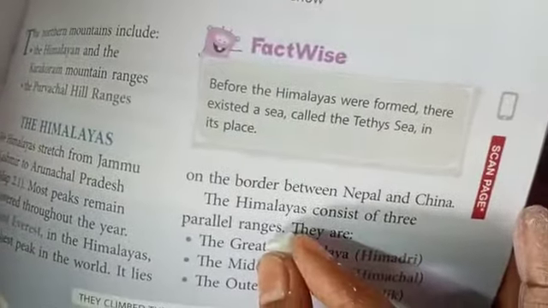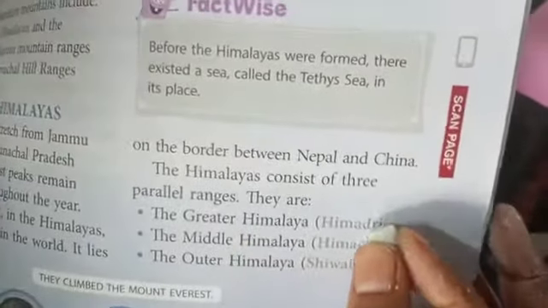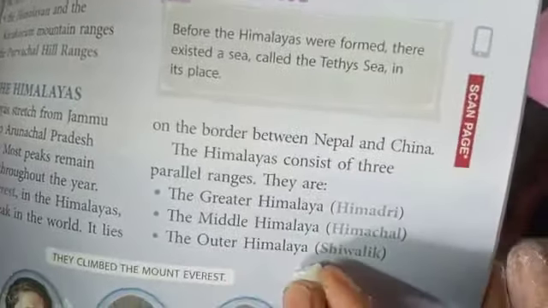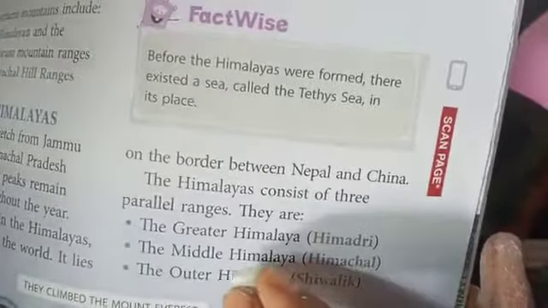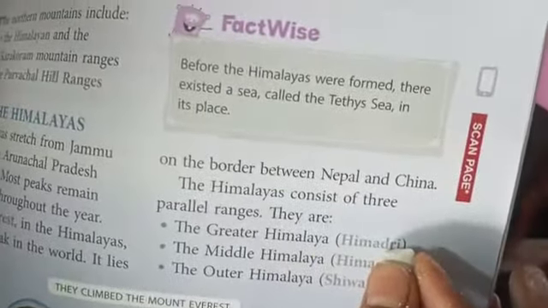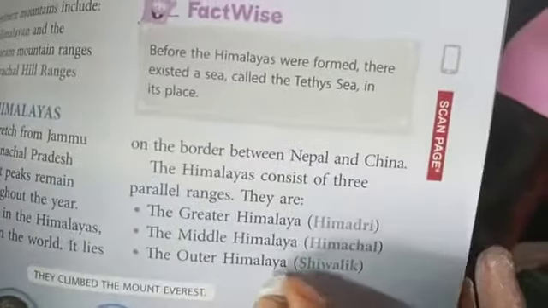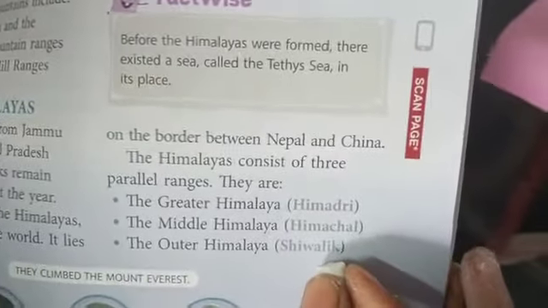The Himalayas consist of three parallel ranges. What are the ranges? The Greater Himalayas, that means the Himadri, the Middle Himalayas, Himachal, and the Outer Himalayas, Shivalik. Once again, the Greater Himalayas are called the Himadri range, the Middle Himalayas are called the Himachal range, and the Outer Himalaya is called the Shivalik range.